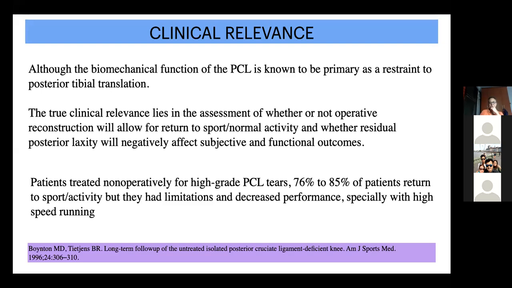Boynton MD studied the long-term follow-up of untreated isolated PCL deficient knees, and they found that of the patients treated non-operatively for high-grade PCL tears, 76 to 85% returned to sports or normal activities, but they had some limitation and decreased performance, especially with high-speed running.